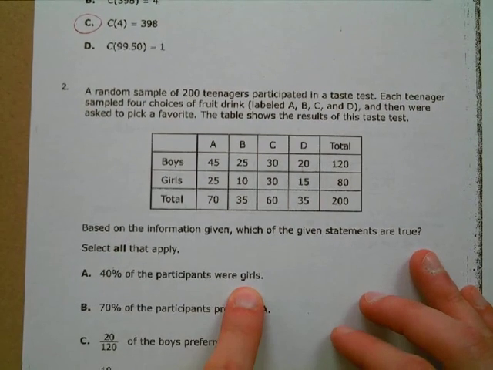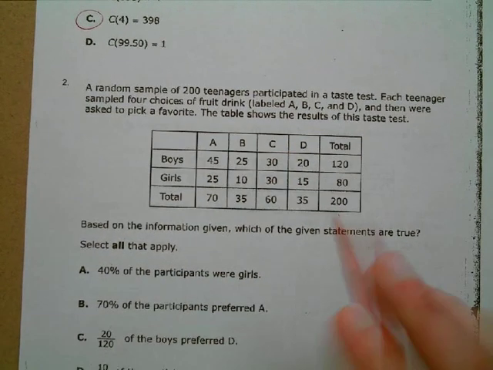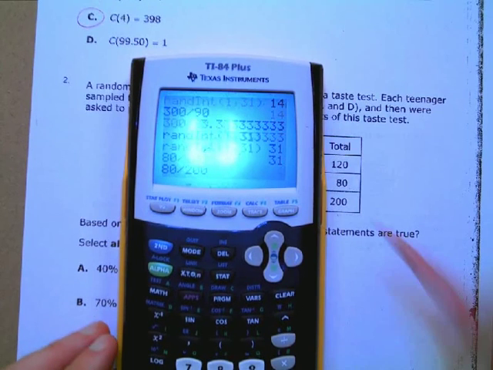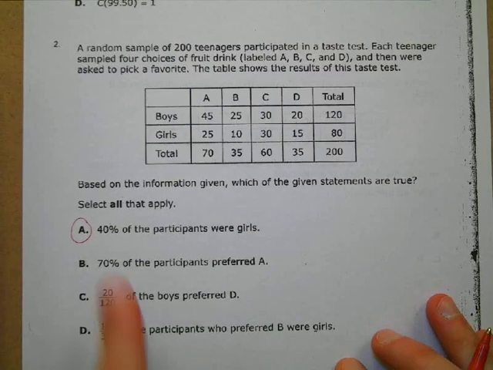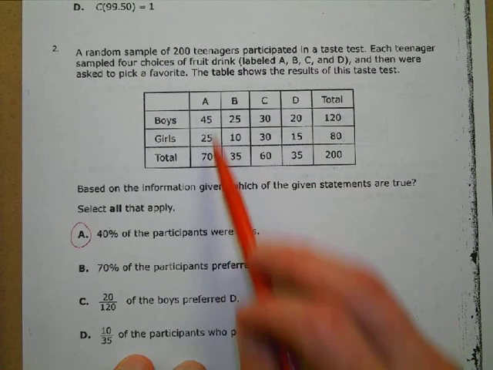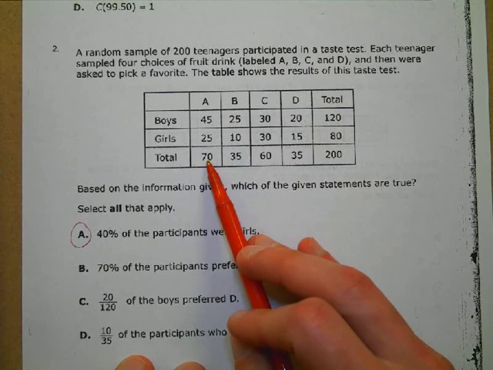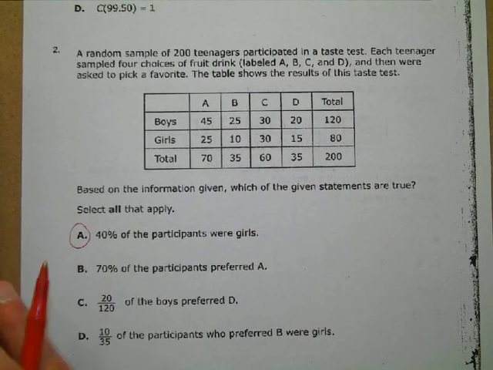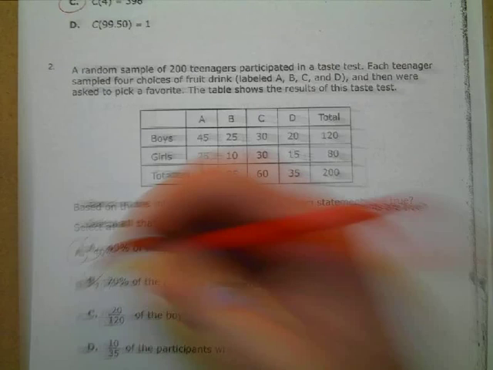Let's see here. 80 girls total out of 200. 80 divided by 200 is 0.4. A is true. Okay. 70% of the participants preferred A. Well, 70 total people preferred A, but that's 70 out of how many total? 200. That's not going to be 70%. It'll be 35%. Okay? So not B. Listen up, folks.